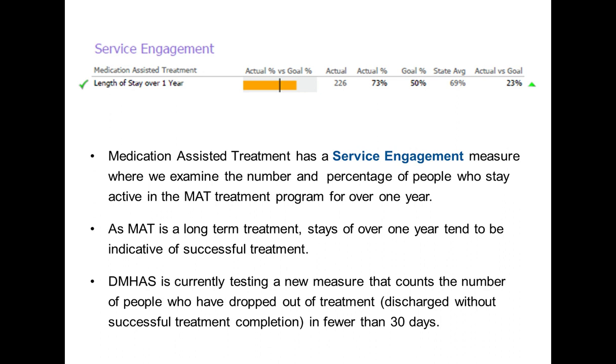For medication-assisted treatment, we have a service engagement measure. We look at the number and percentage of people who stay active in the MAT treatment program for over 1 year because it's a long-term treatment and we want people to stay in. So in this case, it looks like there are a large number of people who are staying in for longer than 1 year. We are currently testing a new measure that would complement this one. It counts the number of people who've dropped out of treatment, that is, they've been discharged without successful treatment completion in fewer than 30 days, and we're working on including that in our subsequent outcome reports.